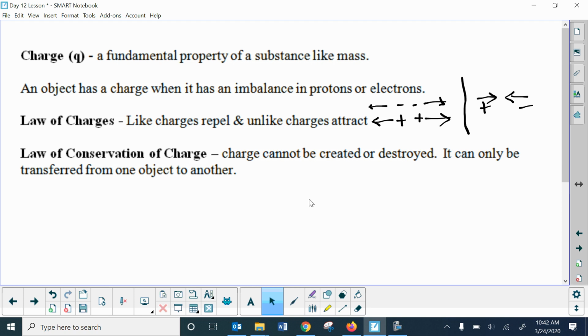The law of conservation of charge is just an extension of the law of conservation of matter, which says that matter can't be created or destroyed. Same idea with charge. So charge can't be created or destroyed. It can only be transferred from one object to another.